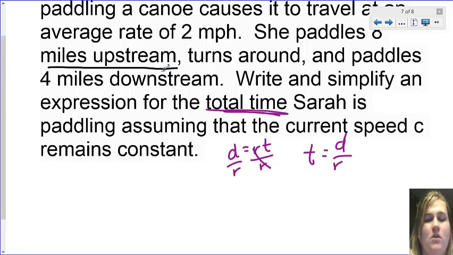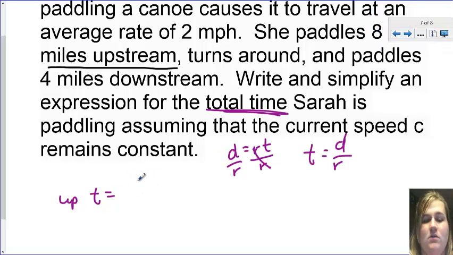Well, it says that she paddles upstream. So upstream, her time is going to be equal to her distance, which is 8 miles, over her rate. It says her average rate is 2 miles per hour. So I know it's going to be 2, but I also have to think about the current speed. If she's traveling upstream, she's traveling against the current, so we're subtracting that c, because she's not going to be going as fast if she's traveling against the current.